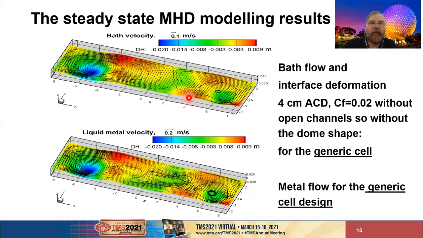And the bath flow obviously is only based on the Lorentz force in the bath, not due to the bulk. So it's another characteristic of MHD codes: they only account for the Lorentz force. So that's the bath flow according to the Lorentz force. The bath-metal interface deformation is artificial because the boundary conditions are with closed channels, so there is no way for the bath to escape. The pressure is different. Well, if you open the channel, you get a very different solution, as we can see next.